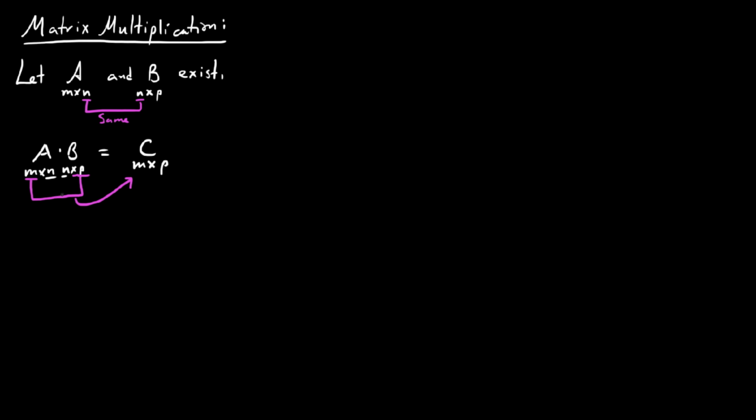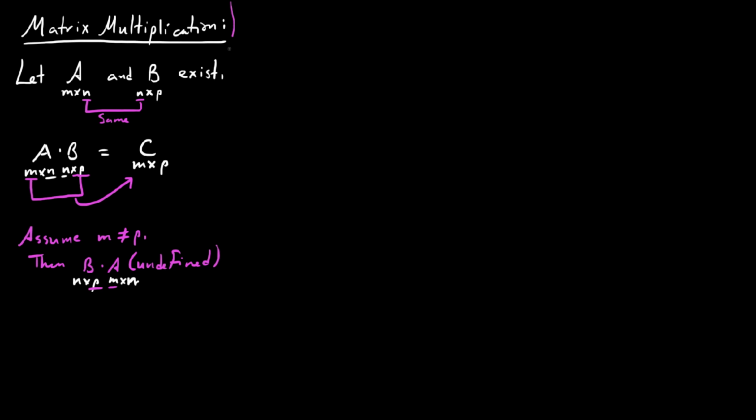And so, let's make an assumption. What if we assume in this instance that M and P are not the same? Then it follows that if we were to try to do B times A, this would be undefined. You could not find their product, and the reason why is because we've got an N by P times an M by N, and these two inner dimensions are not the same. So we cannot do this.